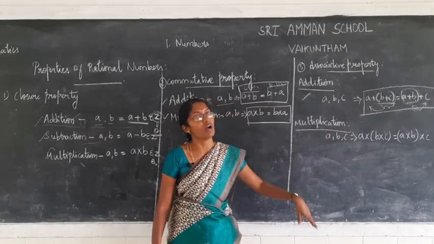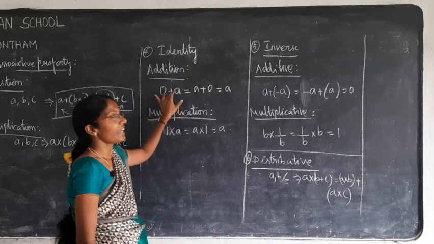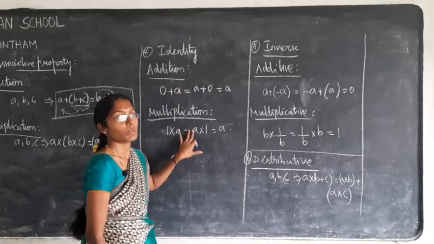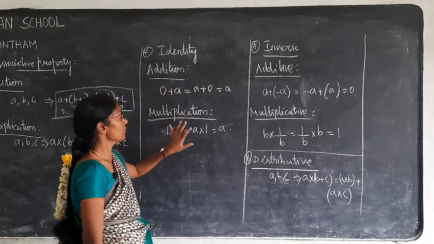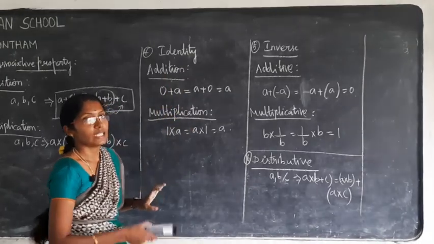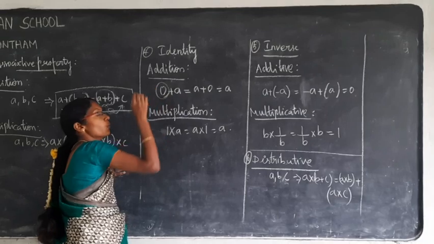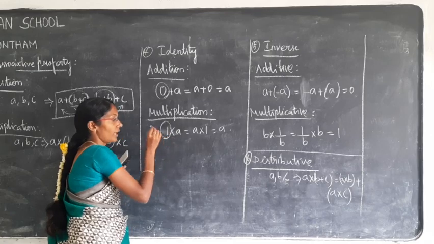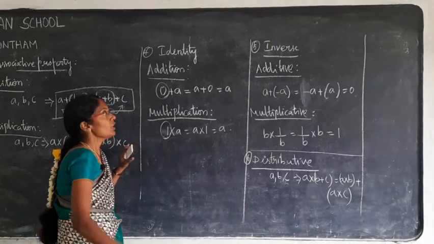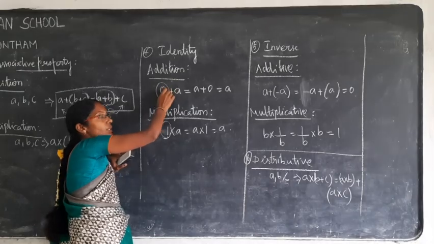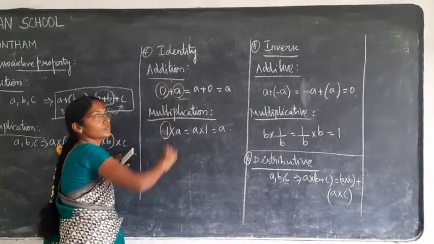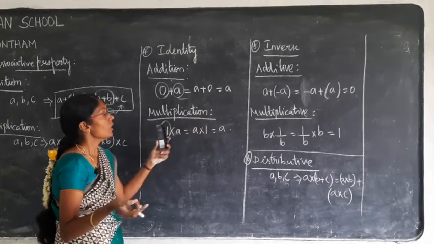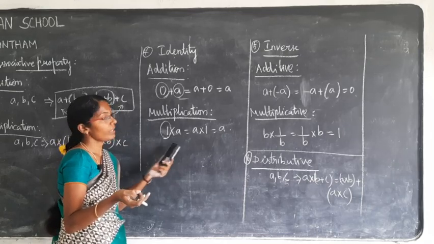Okay, so next we move on. Next one, identity. Identity is satisfied for addition and multiplication. So what is the additive identity? Additive identity is 0. Multiplicative identity is 1. If any number is added with 0, you will get the same number. If any number is multiplied with 1, you will get the same number.